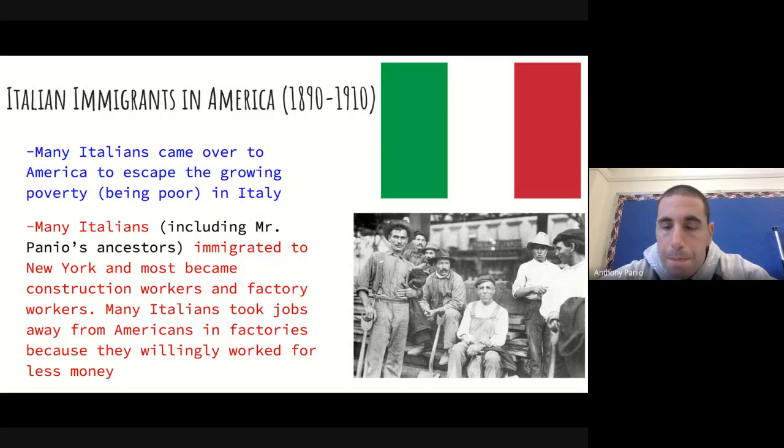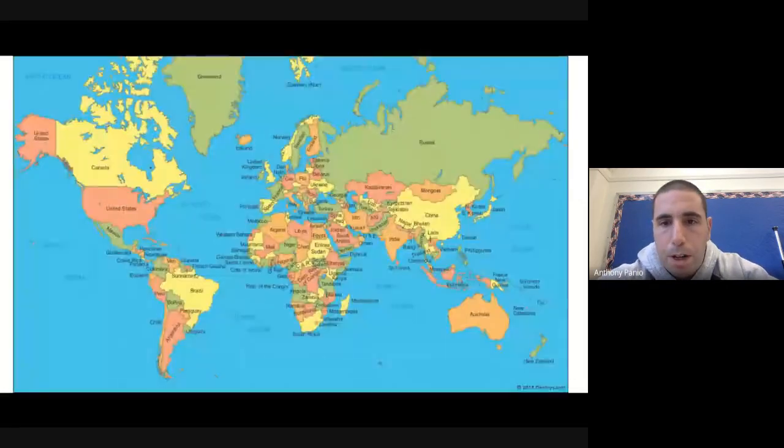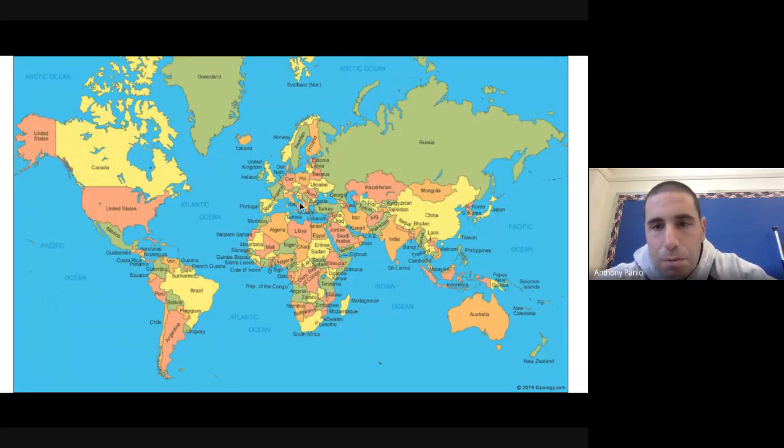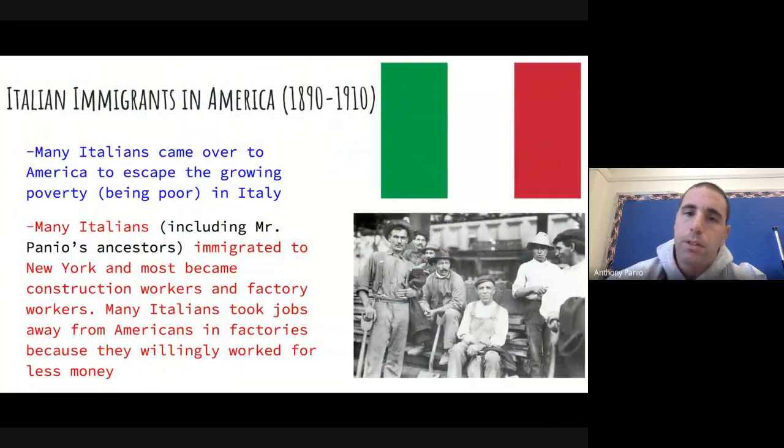All right. So let's take a look at the map of where Italy is. Italy is located in the southern part of Europe right here. It kind of looks like a boot, like a boot kicking a ball. Italy took the same route as the people from Ireland. The people came across the Mediterranean Sea, and then across the Atlantic Ocean, and then came into places like New York and Boston, very similar to the Irish, just usually a lot later on.